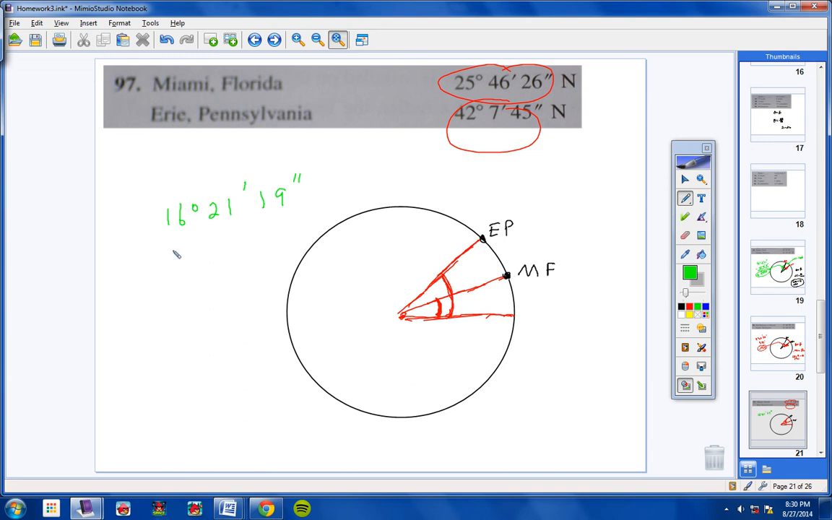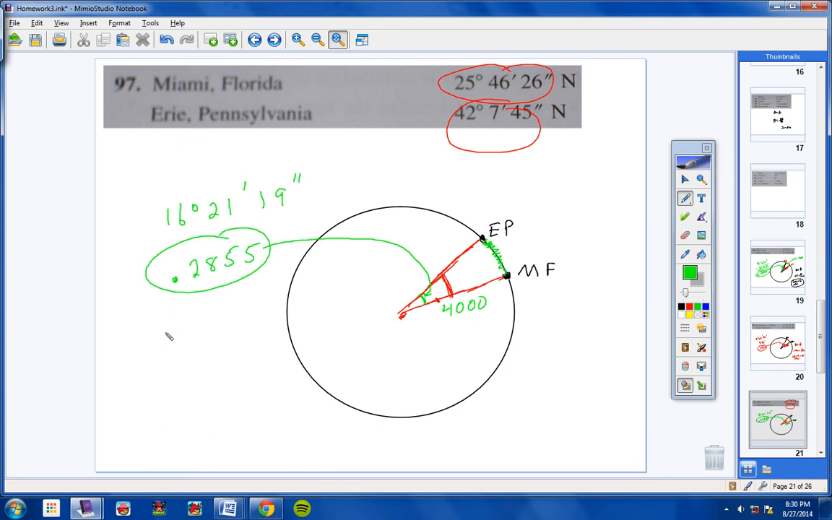I am going to go ahead and convert to radians. You should know how to do that. And radians will be 0.2855. Okay? So let me get out the eraser. And the only thing we care about now is that little angle right there that has the intercepted arc that we're looking for. Okay? So 0.2855 is the radian measurement for this angle right here. So do we know our central angle? Yes, we do. Do we know the radius? Yes, we do. So we can definitely find this intercepted arc, which would be the distance between Erie and Miami.